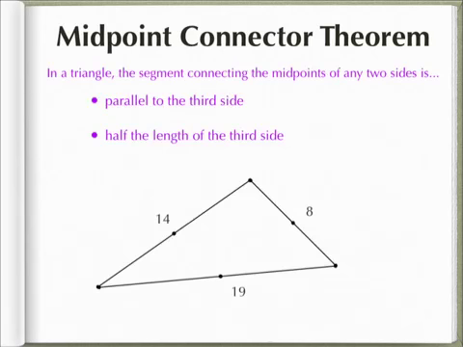So two things you know when you connect in a triangle the midpoints of two sides: that segment that you draw is going to be parallel to the third side and half the length of the third side. Okay?